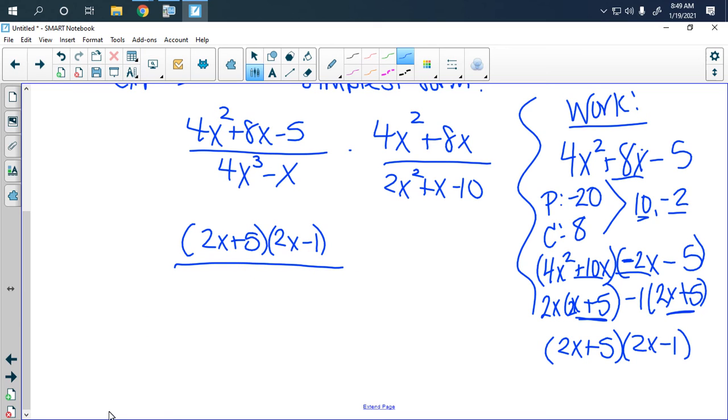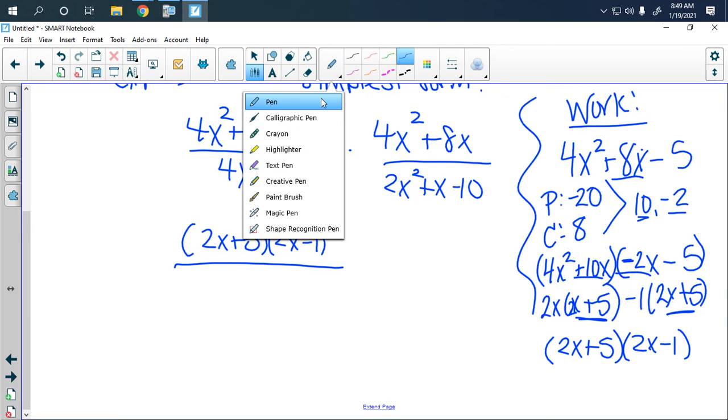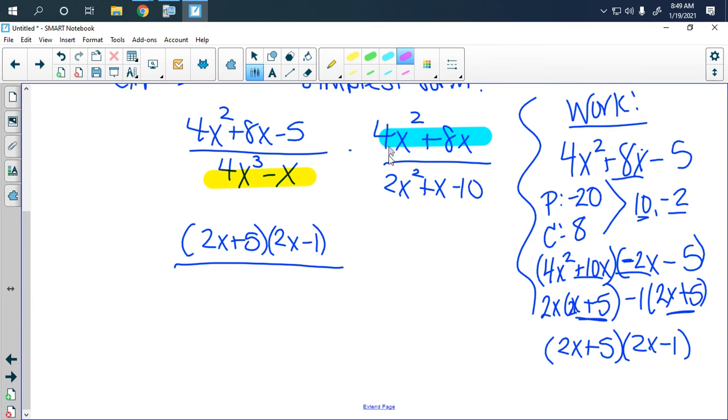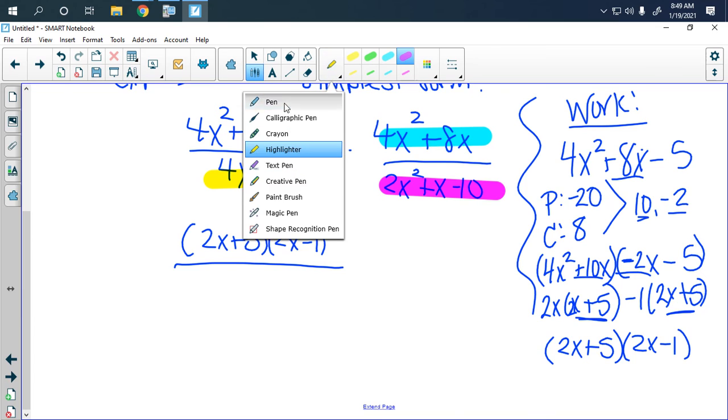Okay, if you weren't able to start it, now that I've given you a little start, go ahead and finish the rest. So factor each numerator and each denominator. So these 3 all need to be factored.